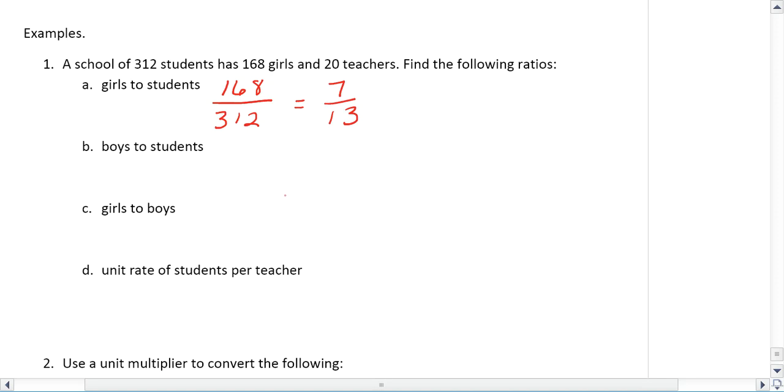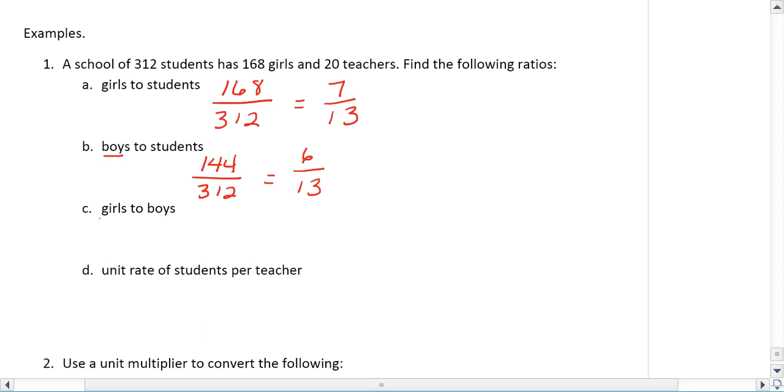Sometimes they don't give you a number and you have to go after it and find it. Here we're not given the number of boys, so we have to do a quick subtract to find that there are 144 boys of the 312 students. And if I reduce that down, I think it reduces to 6/13.